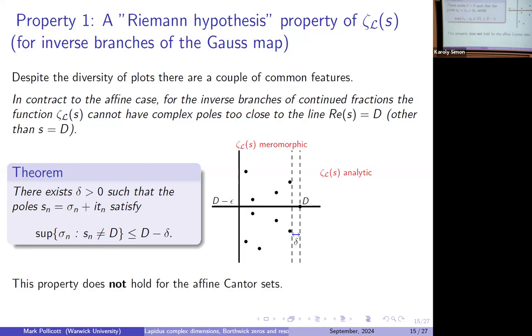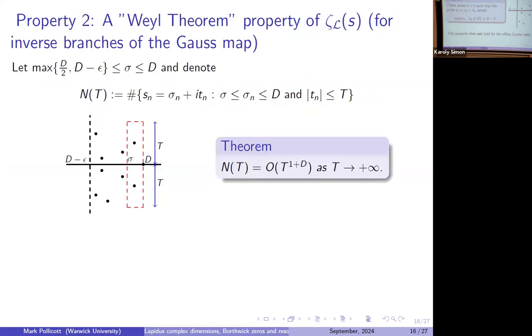And as it says here, this property didn't hold for the original affine examples because in the affine case, they would either be periodic in this direction, which was not the common case, or alternatively, the poles did accumulate on that line. So it's a different sort of behavior to the other cases.